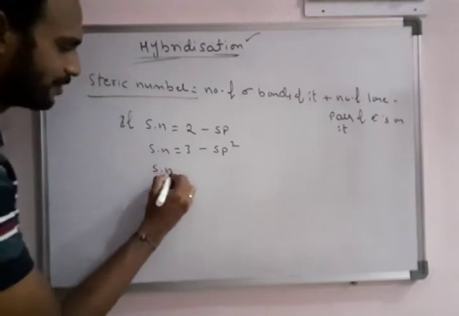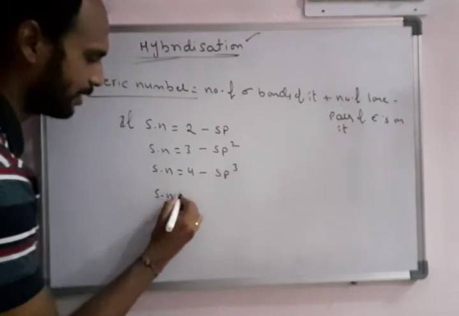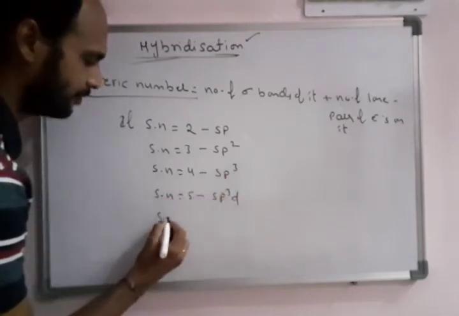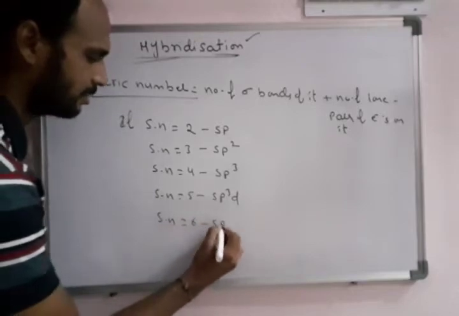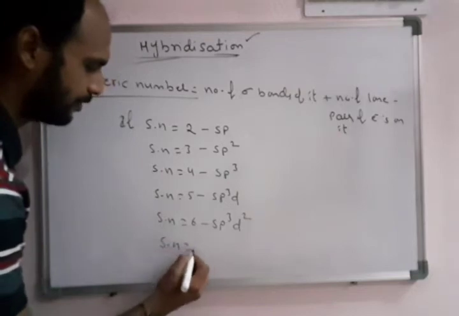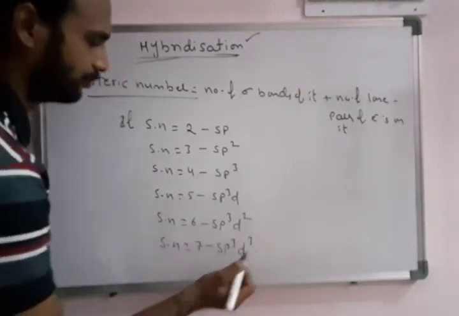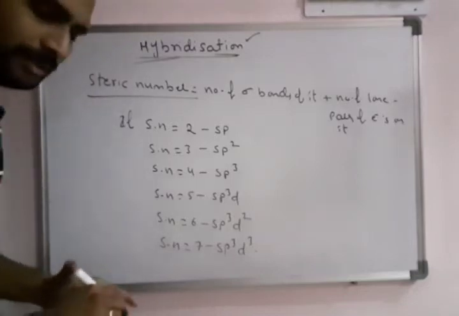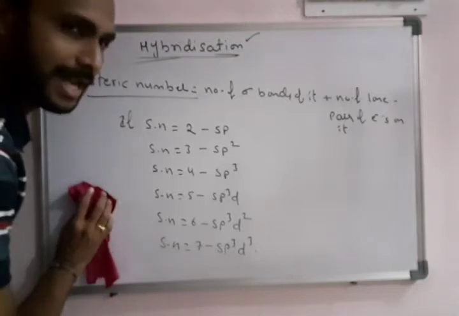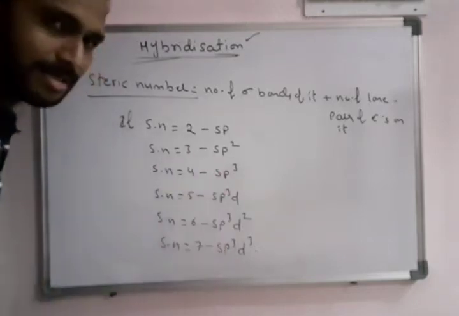In the same way, if the steric number is 4, it is sp3; if 5, sp3d; if 6, sp3d2; if 7, sp3d3. This is the method to find the hybridization of a central atom in a molecule. Now we discuss this by taking some examples.